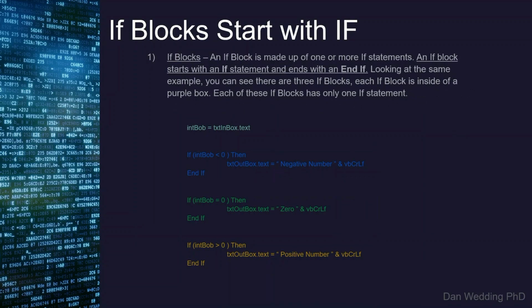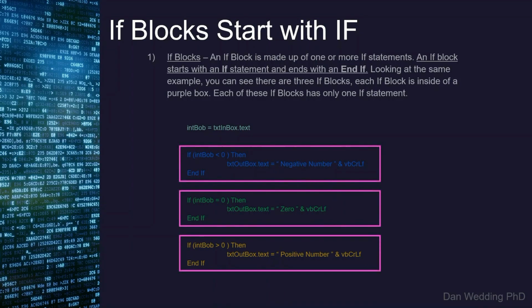An if block is made up of one or more if statements. An if block starts with an if statement and ends with an end if. Looking at the same example, you can see there are 3 if blocks. Each if block is inside of a purple box. Each of these if blocks has only one if statement.